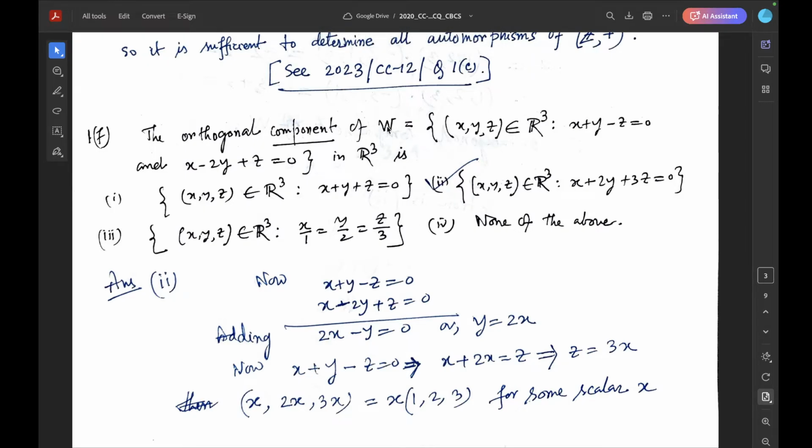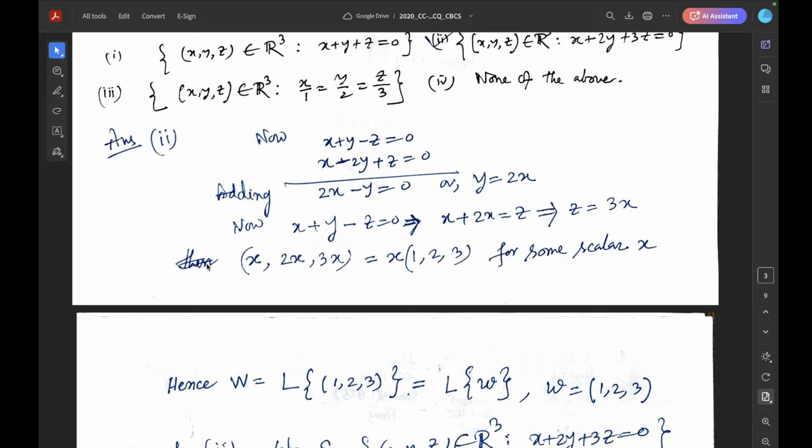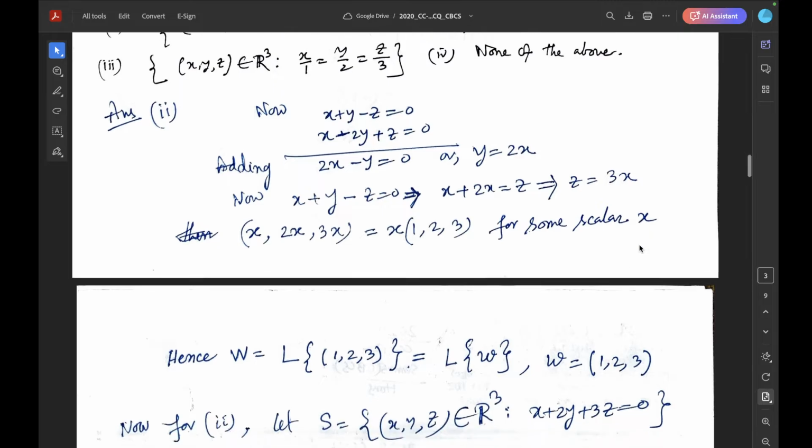Now for this W, we have x plus y minus z and x minus 2y plus z equal to 0. Adding, we get 2x minus y equal to 0, or y equal to 2x. Now x plus y minus z equal to 0, so put y equal to 2x here. So x plus 2x equal to z, so z equal to 3x. So for this triplet (x, y, z), we get (x, 2x, 3x). This is equal to x times (1, 2, 3) for some scalar x.